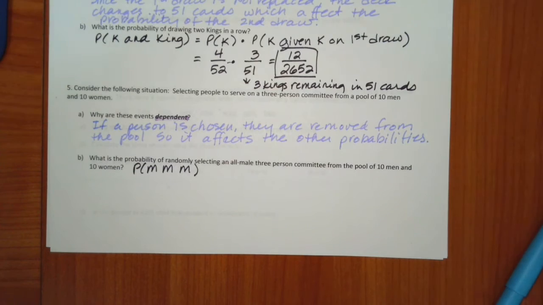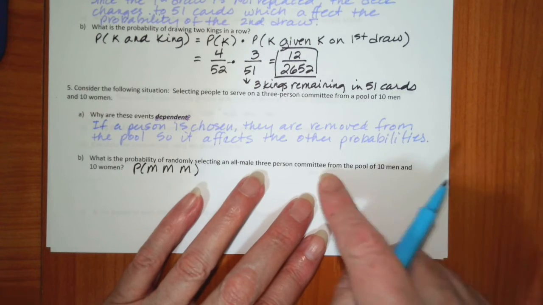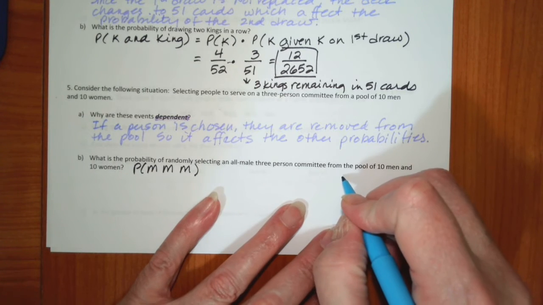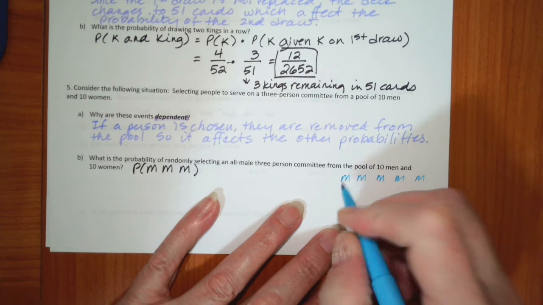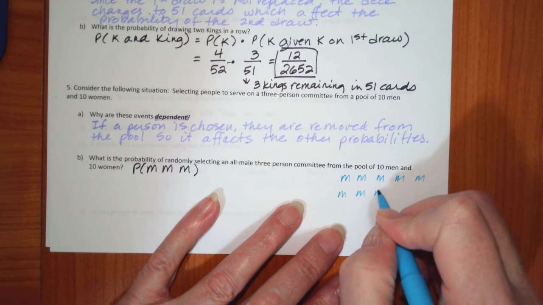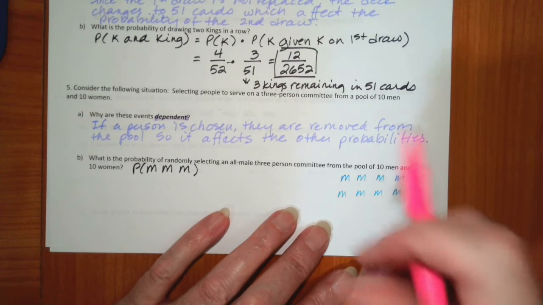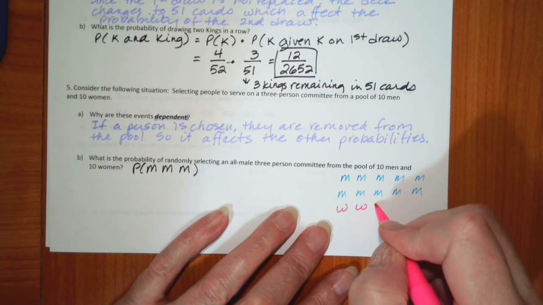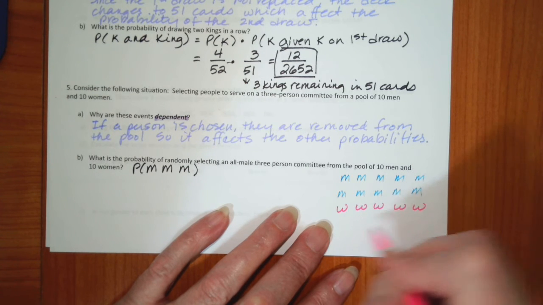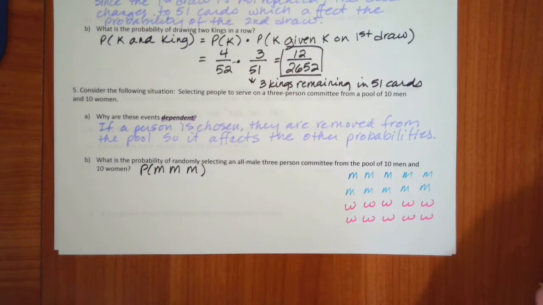Okay, well, here's what I'm going to do. Just to give myself a visual, I am going to draw my committee over here, or my selection. I've got 10 men and 10 women. So let's do 1, 2, 3, 4, 5, 6, 7, 8, 9, 10. 10 men. Not very creative. Use blue for men and pink for women. 1, 2, 3, 4, 5, 6, 7, 8, 9, 10.